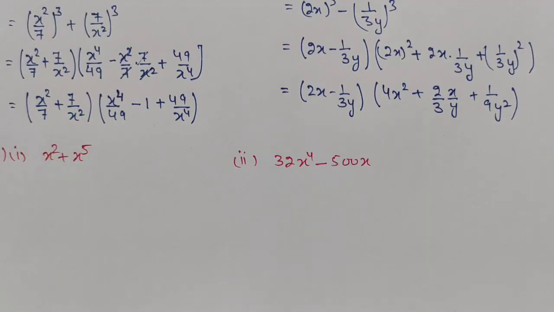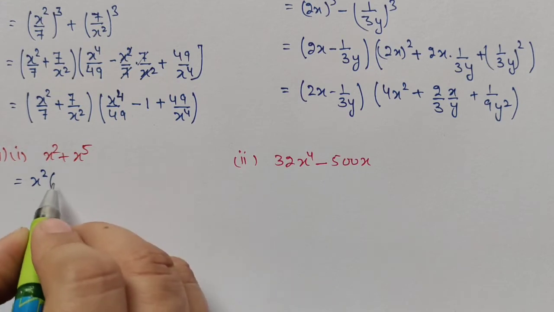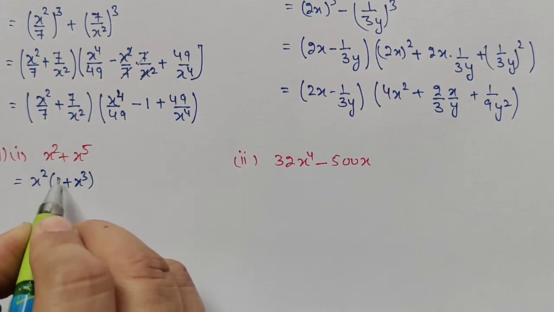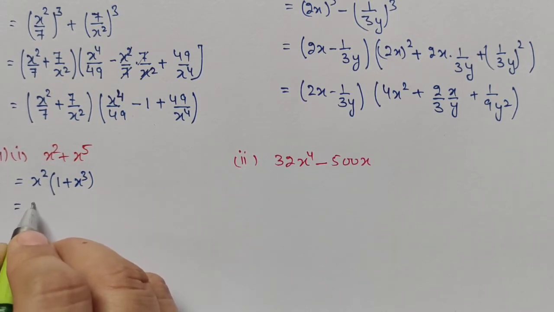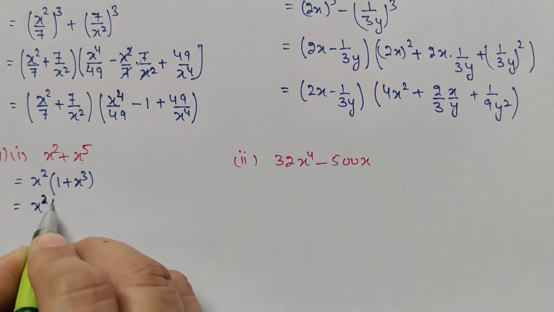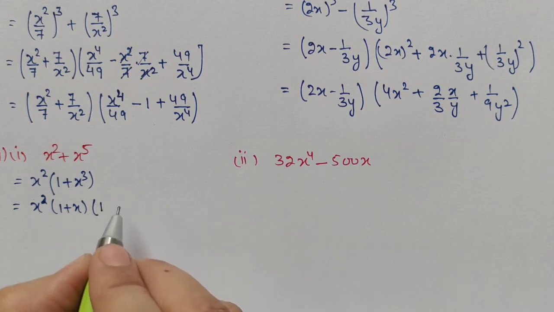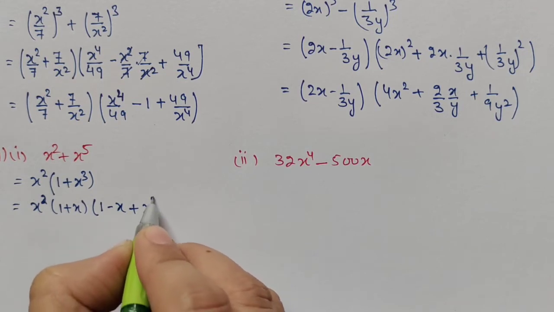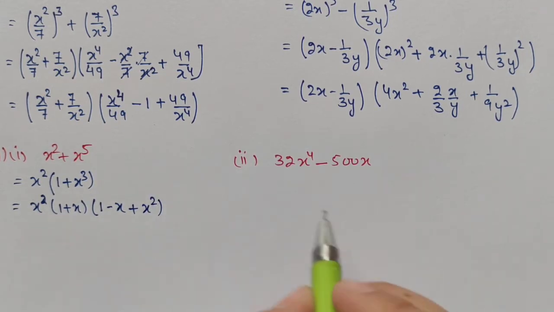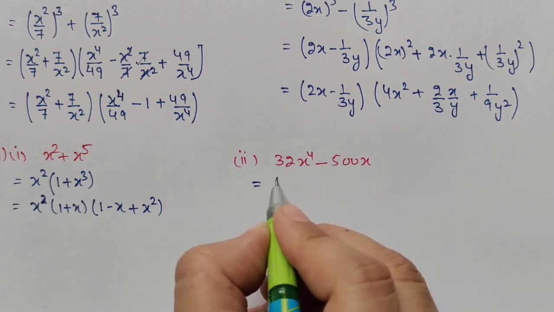Next we have the fourth question, first part, x square plus x to the power 5. Here we can take x square as common. After taking common we will get 1 plus x cube. This 1 we can treat as 1 cube, and again we can use the a cube plus b cube formula. So a cube plus b cube is equal to (a plus b), 1 plus x, then a square means 1 square, minus ab, 1 into x means minus x, plus b square means x square. This will be the answer.